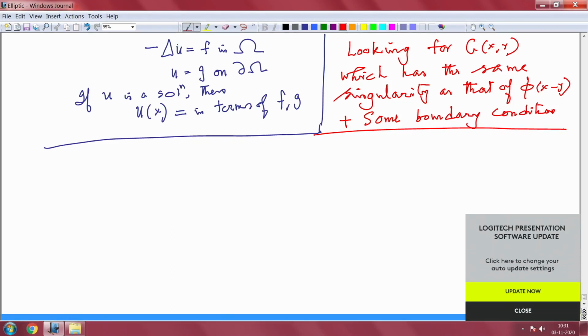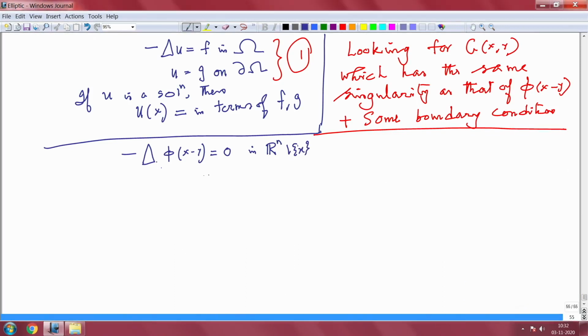So, we have two equations. One equation is this one; you always call this equation 1. You also recall the equation corresponding to the Laplacian: Laplacian of phi(x minus y), of course phi of x minus y, is equal to 0. This is true in R^n minus {x}. Keep that and use these two facts. So, you have the other equation, which we call equation 2.